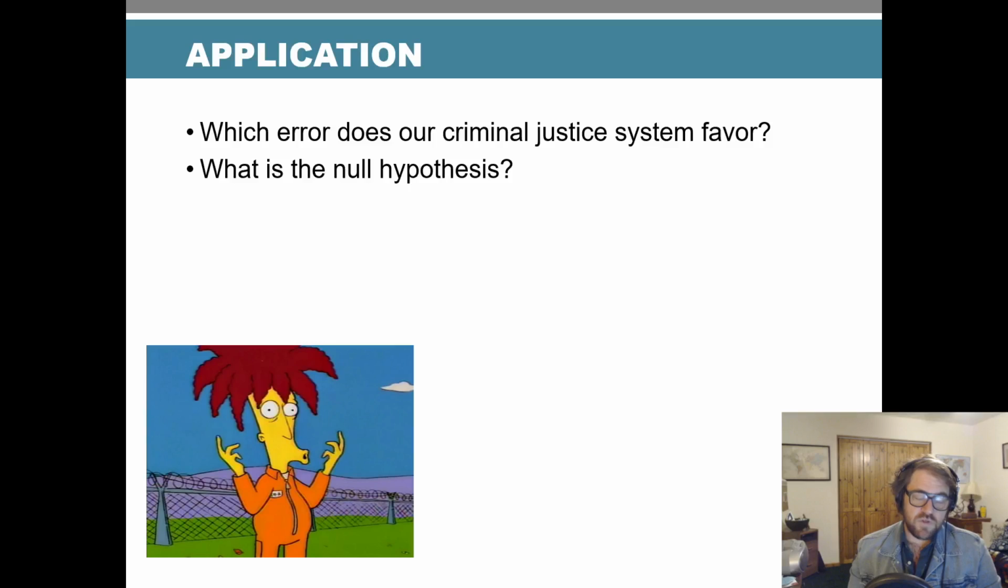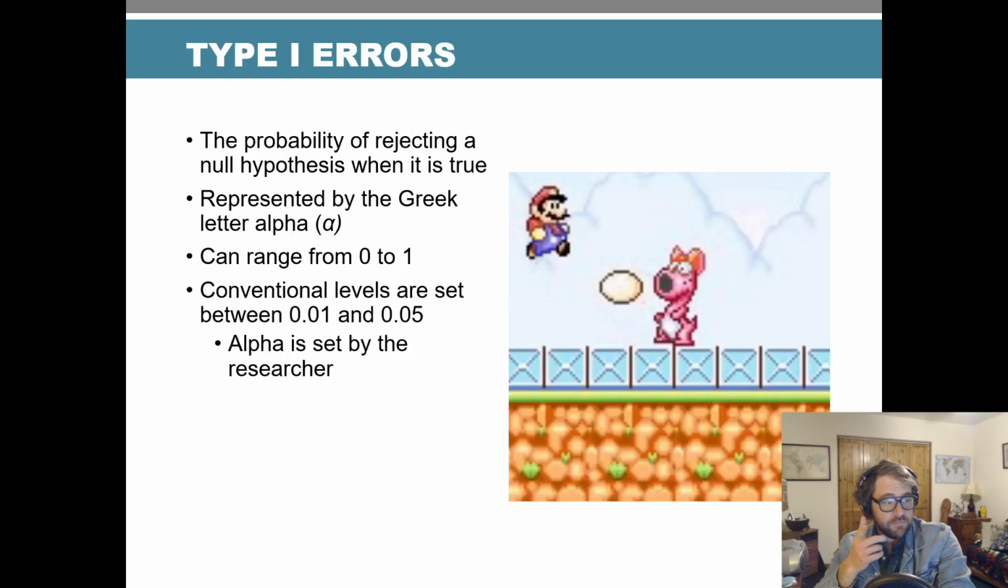So let's think about this. Which type of error does our criminal justice system favor? Which is the idealized version of our criminal justice system. So innocent until proven guilty. There are all sorts of horrible court cases where we can show that that wasn't true, but innocent until proven guilty. So we should be way more likely to let a guilty person go free than to convict someone who isn't guilty. So, which is that? While I jump back, think about it.